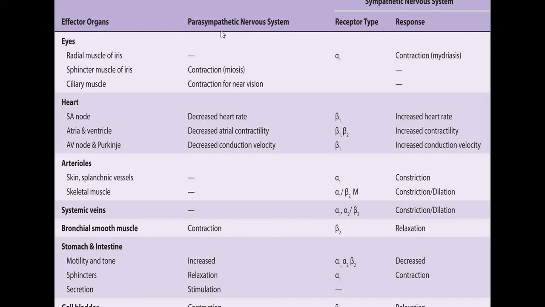So in the parasympathetic system, what is happening? The iris muscle and the ciliary muscle are being innervated, and their contraction is happening, and because of this there will be miosis. For the sympathetic, receptor type is alpha 1. The radial muscle of the iris will be innervated, and there will be a contraction of this muscle, which will cause pupillary dilatation, that is mydriasis.